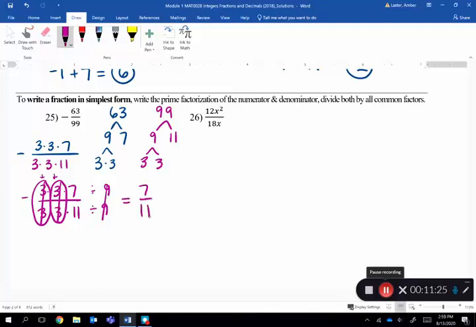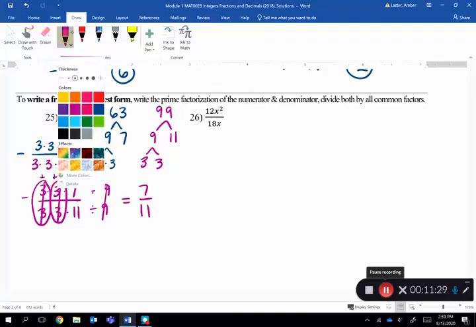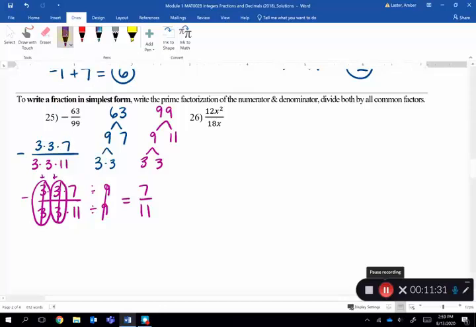If you do prime factorization, it makes it a lot easier to do this simplification, where we can just cancel it out, because any number over itself is equal to 1 when you're talking about a fraction. So you would get 7 over 11. Also, you have this negative sign out front, right? We want to not forget that, and we want to make it negative 7 over 11.